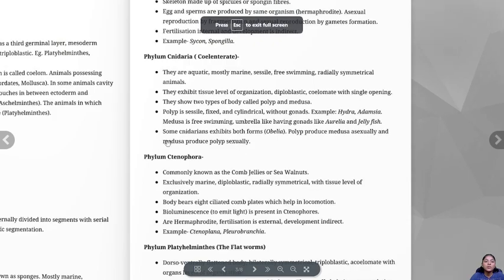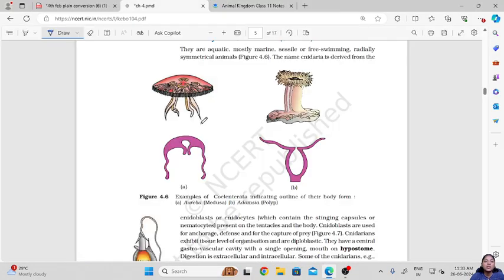Then the next type is the medusa, which is free swimming, umbrella like, having gonads, like Aurelia and jellyfish. So this is the second one, the medusa type of the body, which is free swimming, and it has the gonads. So this is an example. Here is the jellyfish.